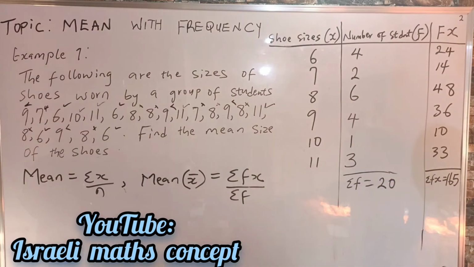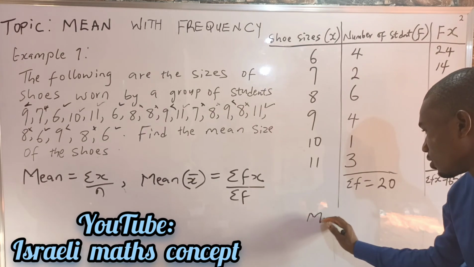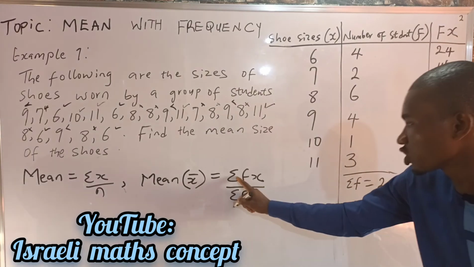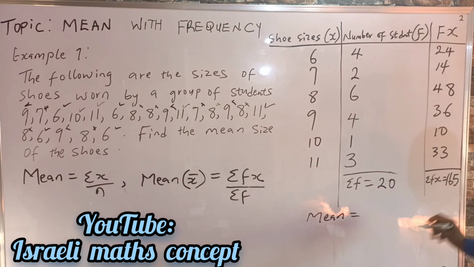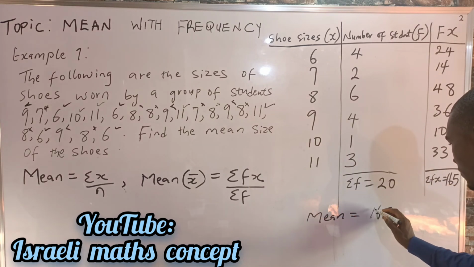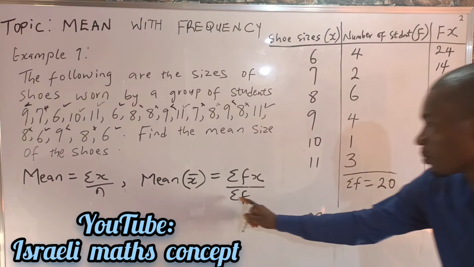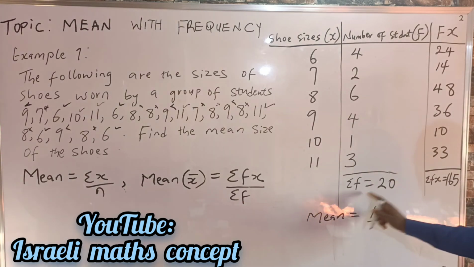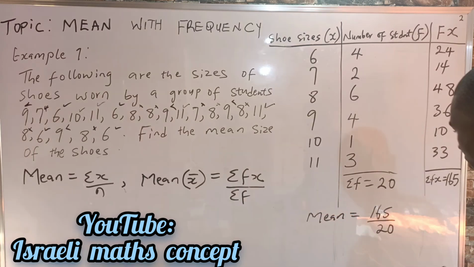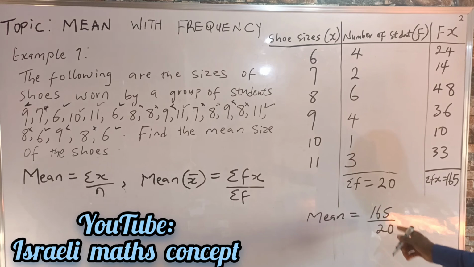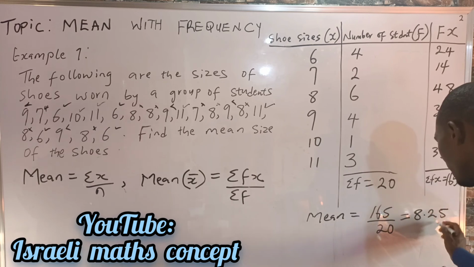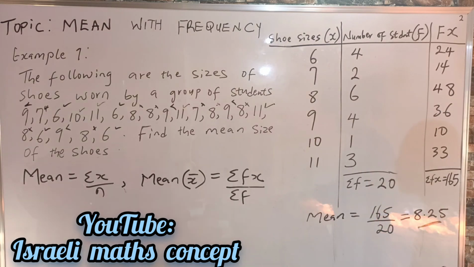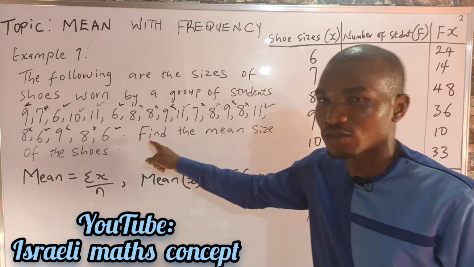Let's now complete the solving. Remember the solving, that mean is equal to summation of f of x. So what is the summation of f of x? That is 165. So we put it down, 165, then divided by summation of f, which is the summation of frequency, and that is 20. Then 165 divided by 20 will give us 8.25. So this is our mean. So the mean of the shoe sizes which we are asked to find is 8.25.